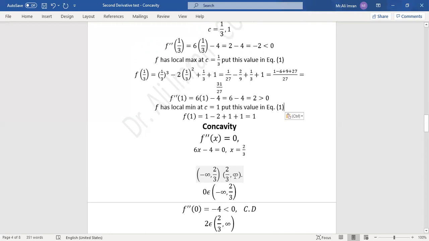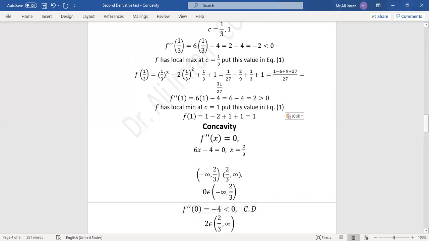In order to check whether function is concave upward and downward, we will take a test value from each interval. We have taken 0 from first interval, and we will put this in equation number 3 or second derivative. F double prime of 0 is equal to minus 4, which is less than 0, which signifies that function has concave downward graph in this interval.